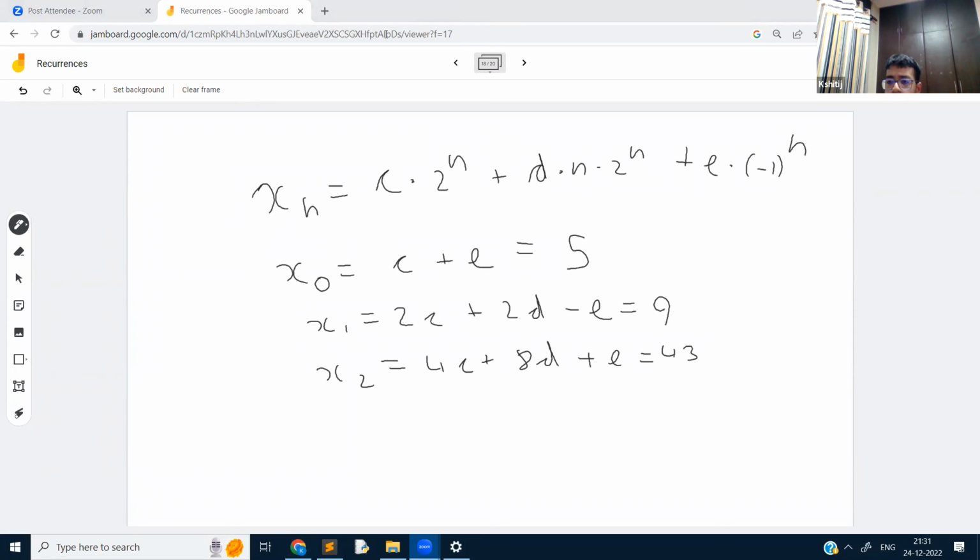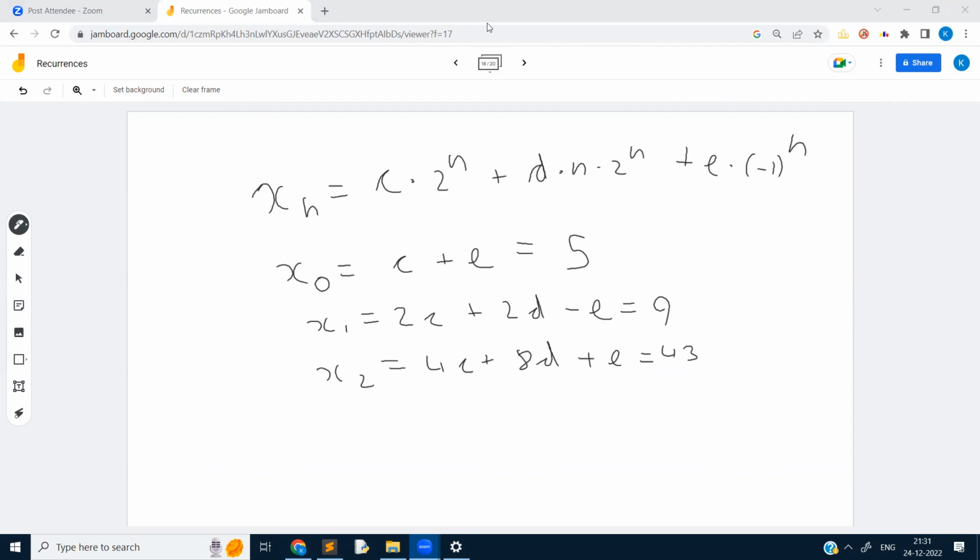Okay, so did everyone understand the characteristic equation part, how I generated the sequence? Please tell in the chat, or you can even speak.